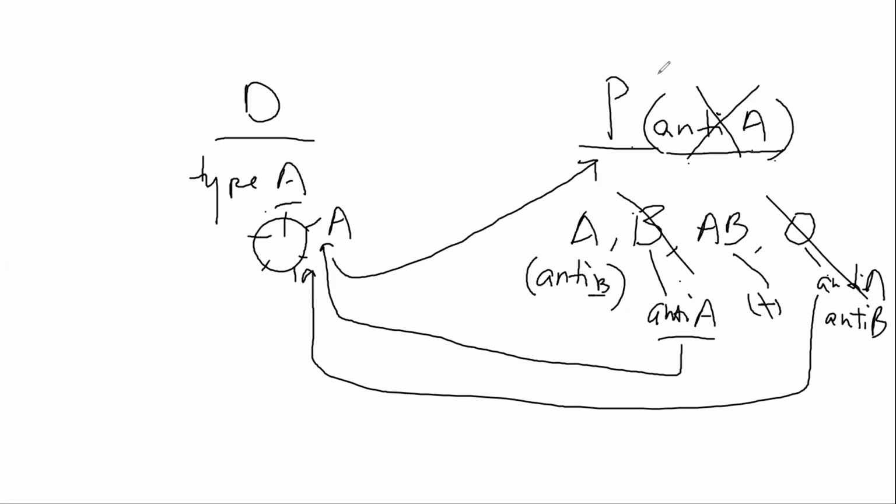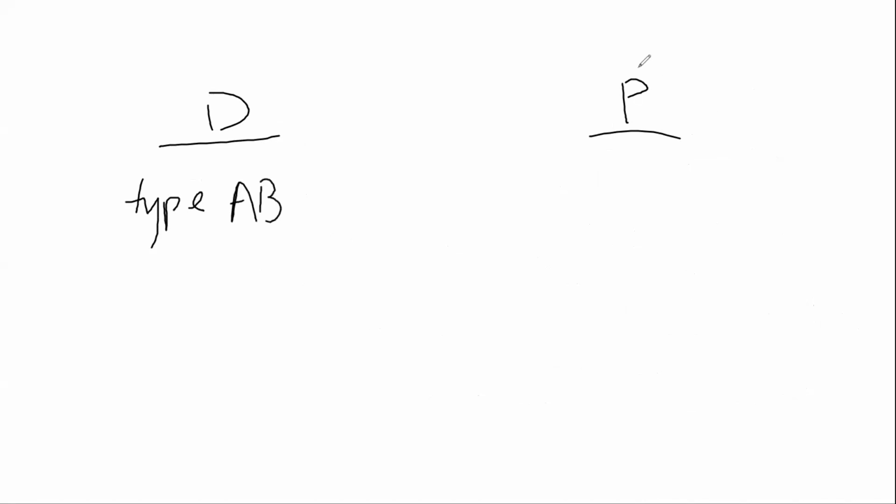You got it? Let's try one more time. Donor here, patient here. The donor has type AB blood. Who can receive this blood?